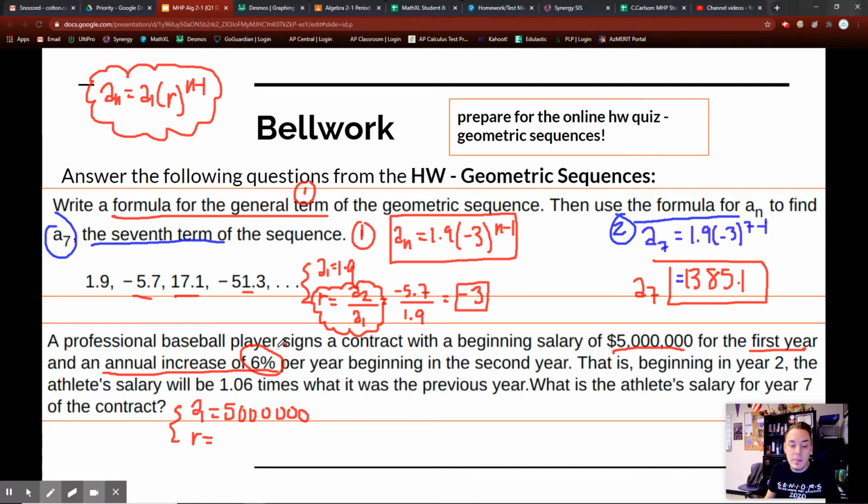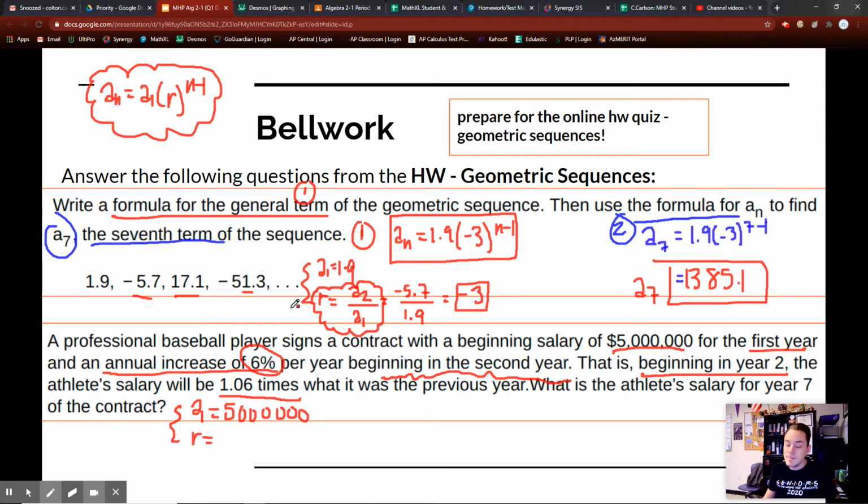an annual increase of 6%. Now, some of you may be thinking this, 6%, that's 0.06. That's your R. Wrong. Okay, keep reading. Beginning in the second year. So it explains it a little bit more. That is, beginning in year 2, not starting year 1, but beginning in year 2, the athlete's salary will be 1.06 times what it was the previous year.